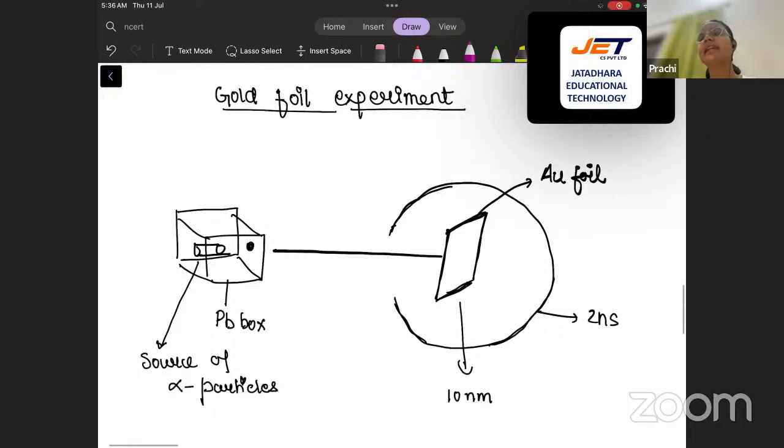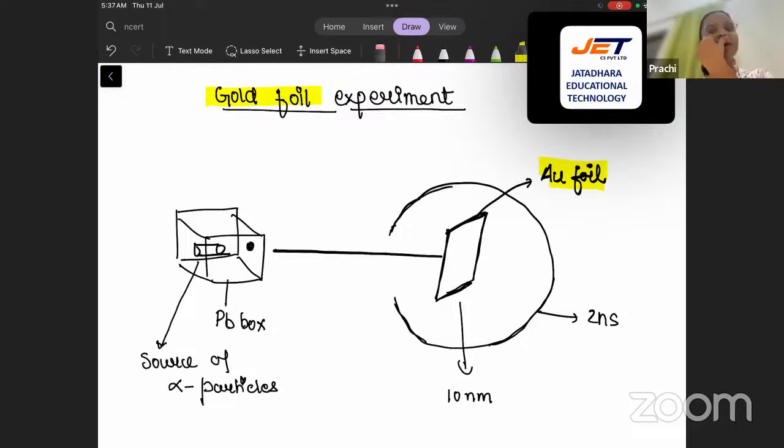So what he did is gold foil. So the name is gold foil. So obviously we are using a gold foil here. Where is the gold foil here? So here we have the gold foil. He took a very thin sheet of gold, which was around 10 nanometer, as thin as possible. Because what they were trying to get is that they should just have one or two layers of atoms, so that the accuracy of the experiment is maintained, right?